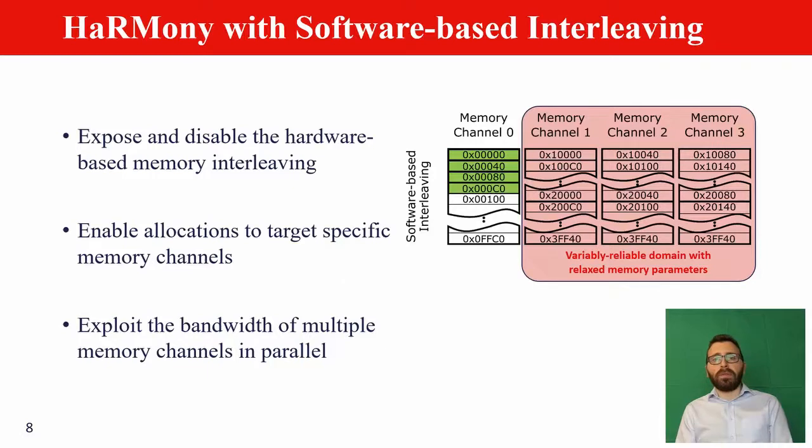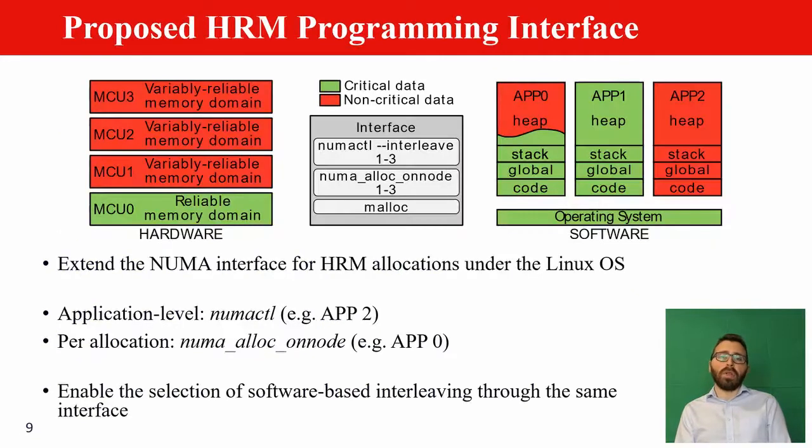To mitigate the incurred performance overhead, we propose a software-based interleaving scheme for HaRMony. We developed this capability so that the allocation can target multiple memory controllers and spread the allocated memory across all the channels. This way, we are exploiting the available memory bandwidth in parallel. To enable the use of heterogeneous reliability memory, we expose the introduced reliability domain to the users through the NUMA interface of Linux OS. Each memory channel corresponds to a NUMA memory domain, which can be assigned to either the reliable or the variably reliable memory domain.